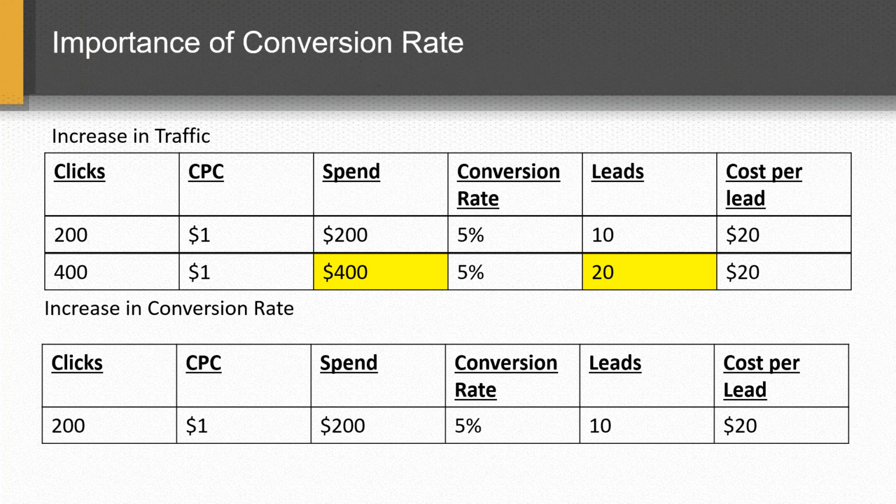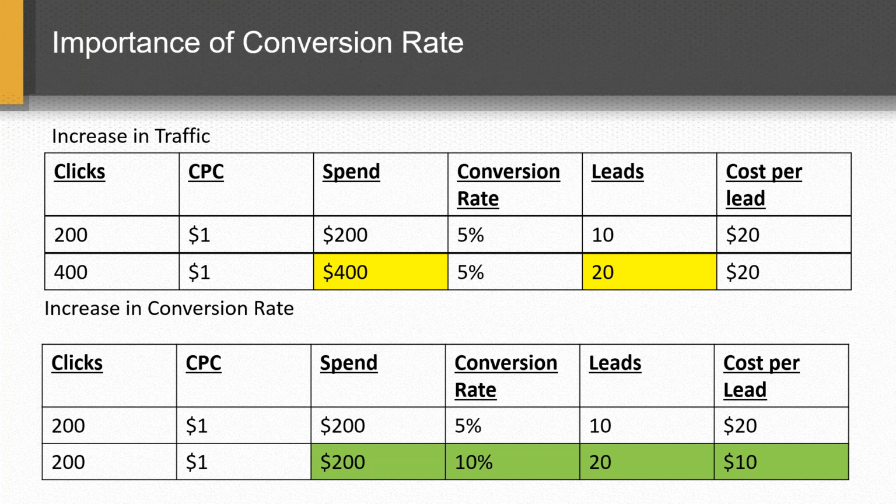Now, doubling your conversion rate would be great, but probably isn't going to happen overnight. This is where constant landing page testing comes in. It is reasonable to expect a 30 to 40% increase in conversion rate in the first 2 to 3 months of landing page optimization.